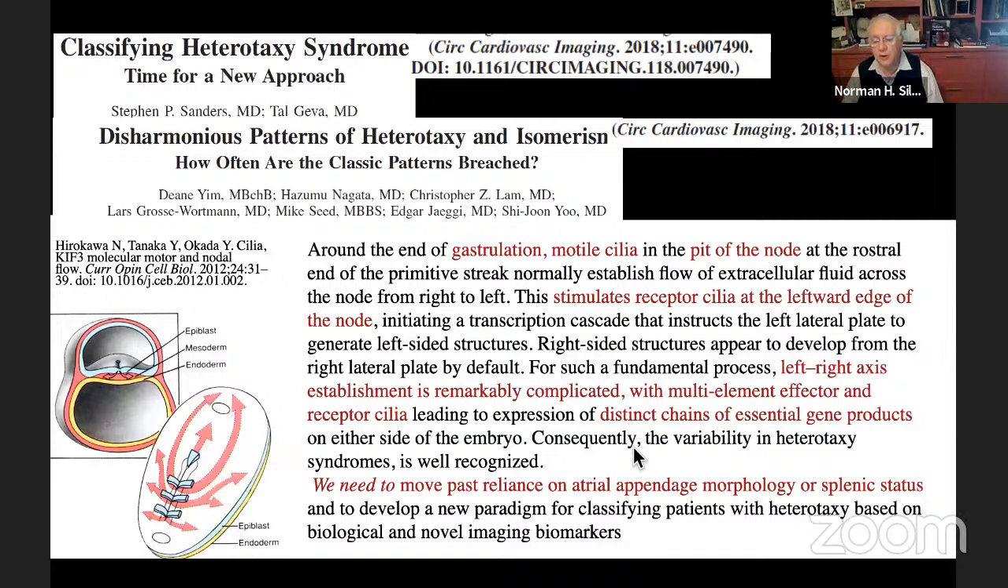We need to move past the reliance on atrial appendage morphology or splenic status to develop a new paradigm for classifying the patients with heterotaxy based on biological and novel imaging biomarkers. And all of this was certainly about the problems with morphology described in this paper by Lim.